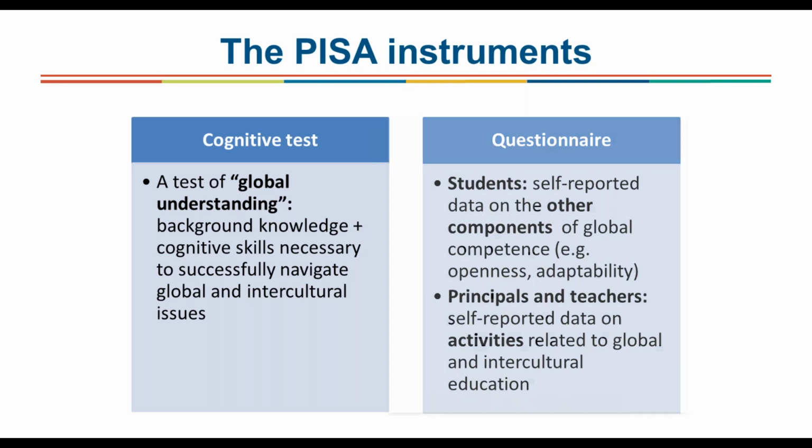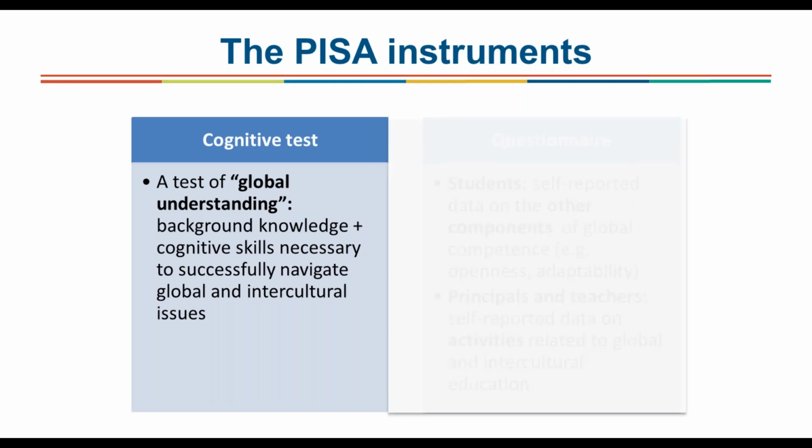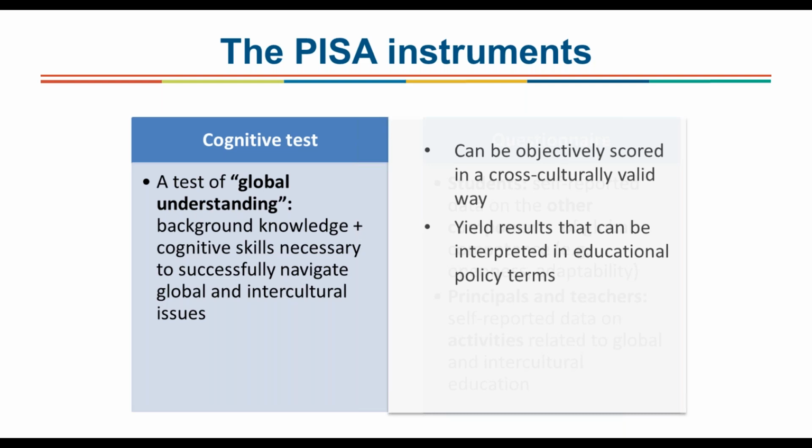And the cognitive test assesses the construct, what we refer to as global understanding, which I'll explain in a bit more detail in the following slides, but it's essentially the combination of background knowledge and cognitive skills that students need in order to successfully navigate global and intercultural issues. And this cognitive construct can be objectively scored, and in a cross-culturally valid way. And from that, we'll be able to interpret the results in ways that have concrete educational policy implications.